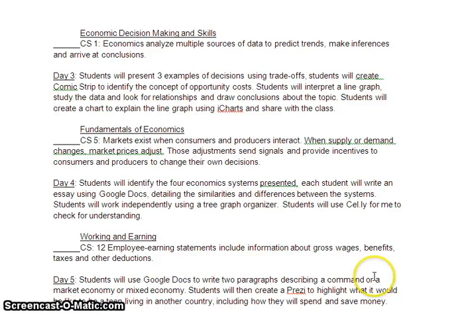Again, this is just a brief overview of the project that I've worked on. The detailed lesson plans are attached to this, and so we will want to take a deeper look at those to see how each day would be presented.